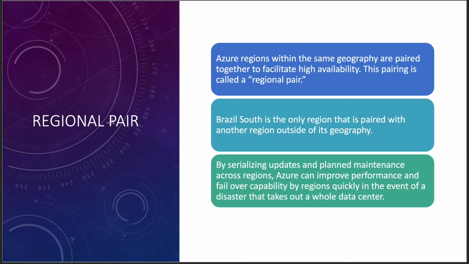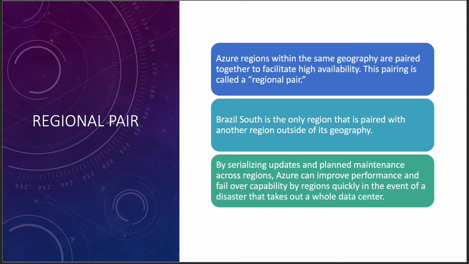The regional pairs, though, are really what's interesting. When you have two data centers or regions within the same geography that are paired together, you want this so that you can do your updates better, your planning better, and your performance better. The only one that doesn't have that is Brazil South, and I'm not too sure you're going to get called out on that on the test. But just make sure you understand that there are regional pairs, with this one exception hanging out there.